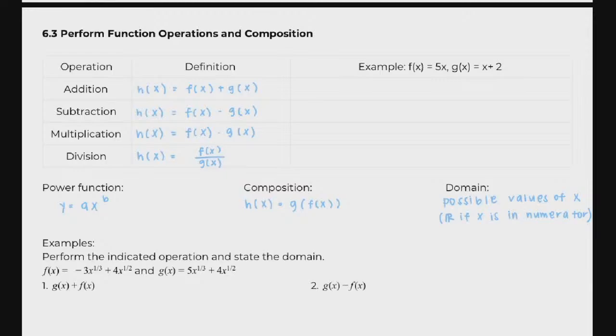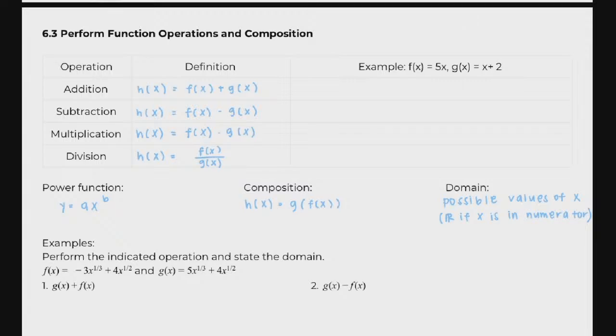Hello, today I'll be going over 6.3, which is perform operations and composition. So here I have the table. I already set up some of the definitions. So for addition, that means we're adding two functions together. They'll tell you what f of x equals and what g of x equals.